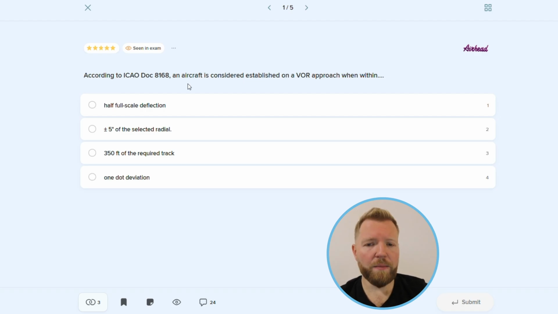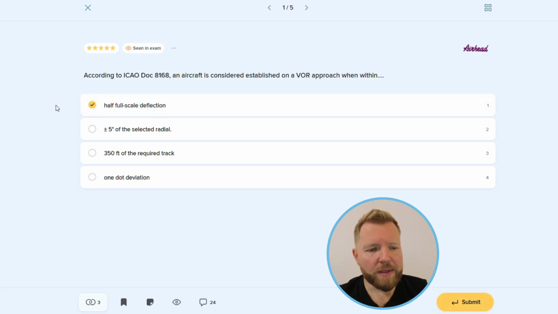For this question, we'll be looking at section 5, Approach Procedures, where according to paragraph 334, an aircraft is considered established when within half full-scale deflection for the ILS and VOR, or within plus minus 5 degrees of the required bearing for the NDB. So we can see that correct answer is answer number 1.